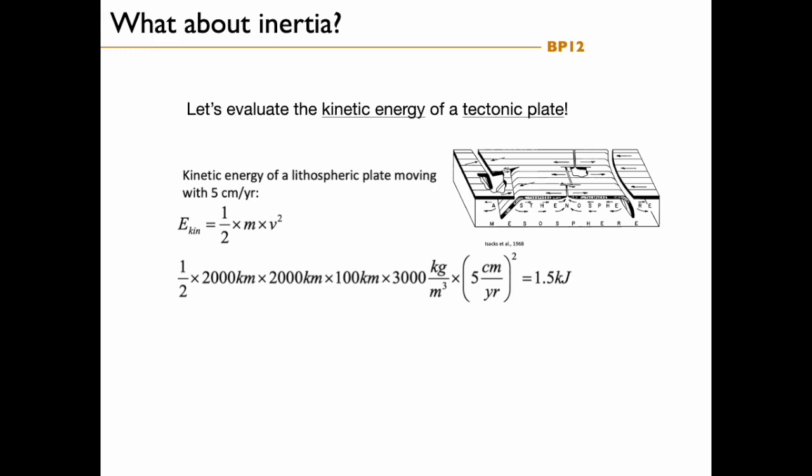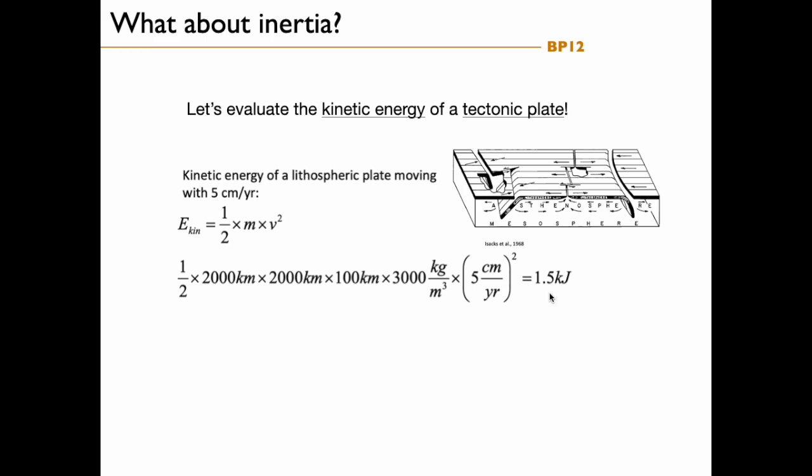So let's evaluate the kinetic energy of a tectonic plate. We will assume that a plate moves at 5 centimeters per year, and we will apply this formula for kinetic energy: half times mass times velocity squared. We take a plate that has 2000 kilometer times 2000 kilometer surface and a thickness of 1000 kilometers. So here we compute the volume. We give a density of 3000 kilogram per meter cube, times the velocity squared. That's 1.5 kilojoule.